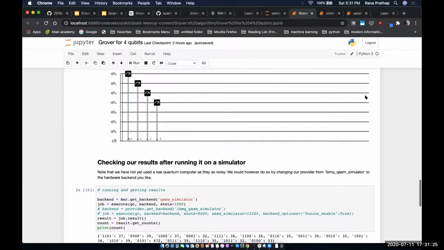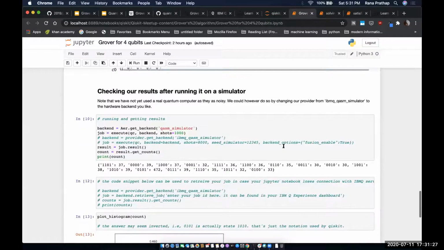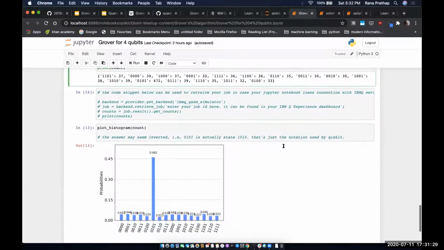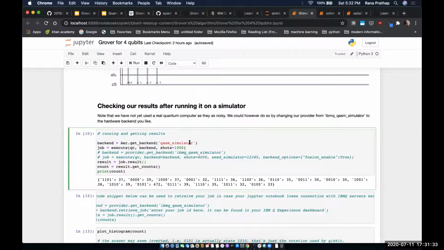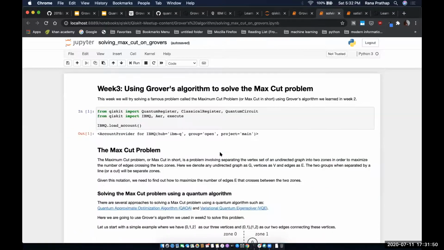Yep. And after you're done running, you can just check the states. I'm not doing this specific thing. As you see, I'm only doing it on the QASM simulator. I'm not even doing it on the IBM Q QASM simulator, which is the simulator that is running on the cloud, nor on an actual quantum computer. So let's look at how we can do it on a specific quantum computer as well.